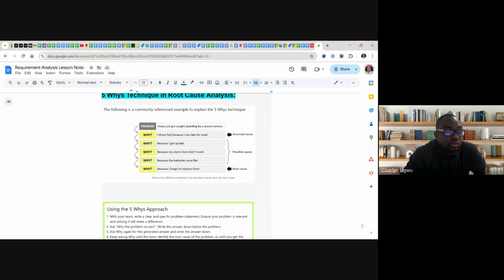This is another scenario. For instance, I have been caught speeding. The speed camera just caught you, and you are here in the UK or other countries where they have speed cameras. Once you've been captured by a speed camera, you will be given a fine to pay for overspeeding, and that is the problem, your personal problem. You have been caught speeding by a speed camera. What do you do to solve this problem permanently?